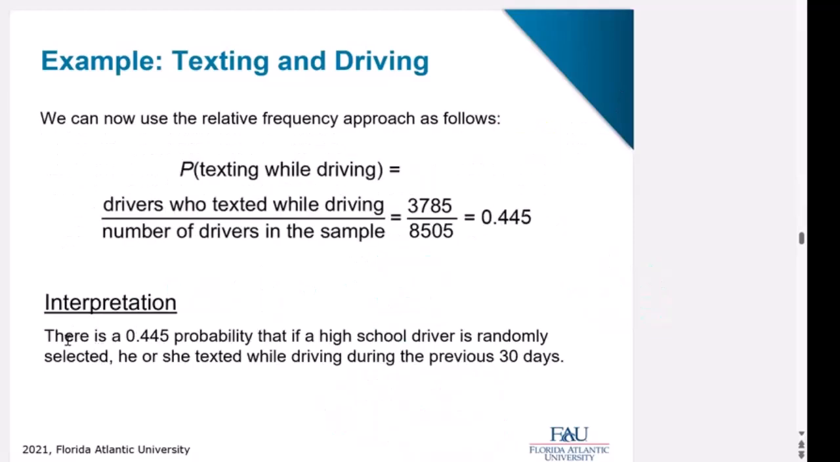Our interpretation is there is a 0.445 probability that if a high school driver is randomly selected, he or she texted while driving during the previous 30 days. It's a pretty big number.